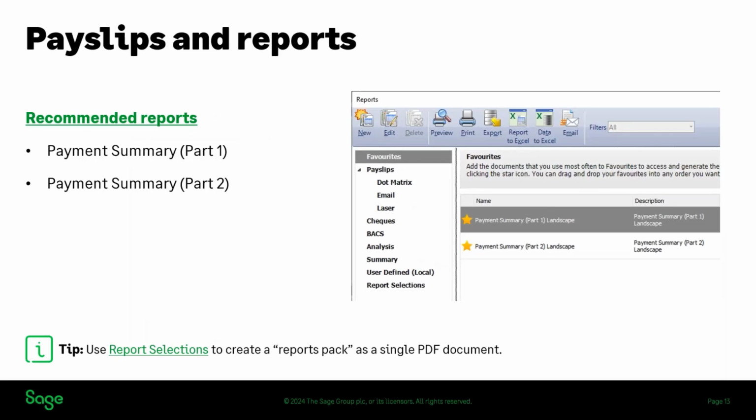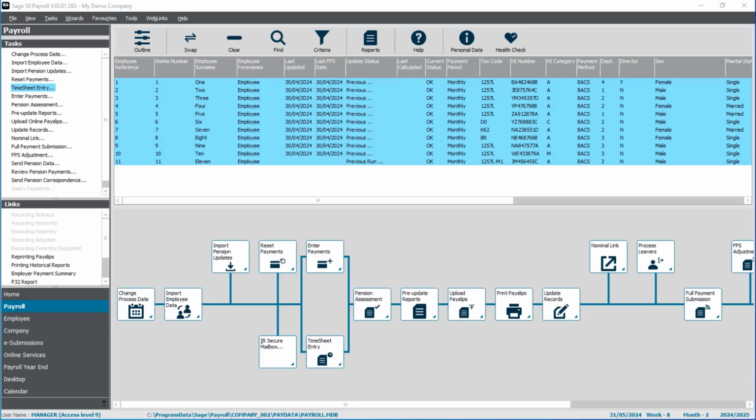So bringing the slides down, I've been through and I've entered the employees' payments. Next step is to run the pre-update reports. So from the payroll tasks, it's just after the pension assessment. Same location in the process map as well.